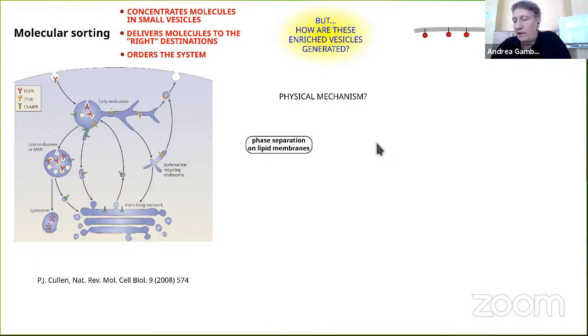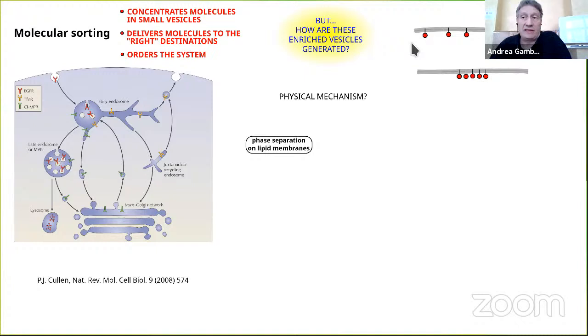You have some intermolecular interactions. I am not going into the details, and these interprotein interactions, so here you have a schematic depiction of a lipid membrane with proteins on it, and the interprotein interactions are going to favor the formation of certain enriched domains on the lipid membrane.